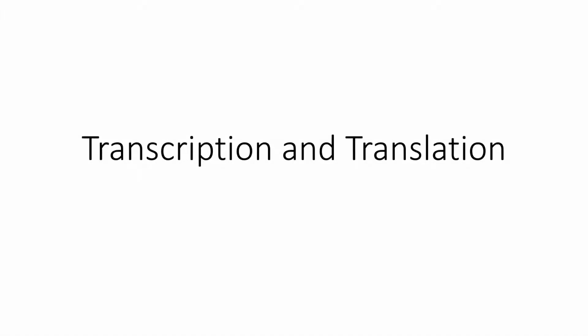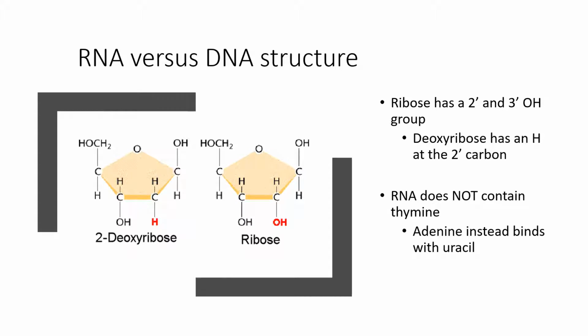So this is a quick overview of transcription and translation. First, you need to understand the difference between RNA versus DNA structure. So first, RNA contains a ribose sugar. DNA contains a deoxyribose sugar.